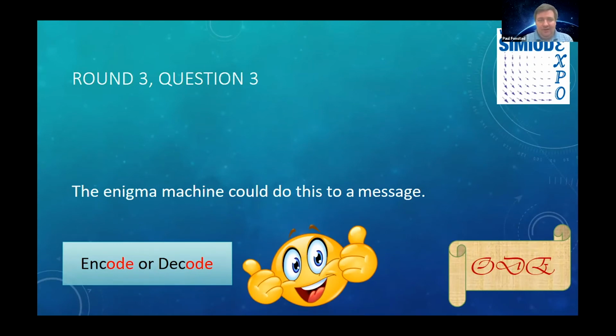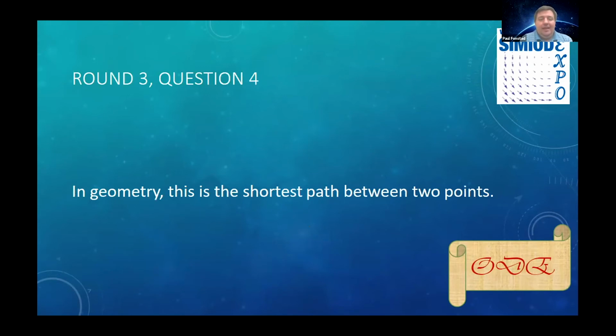Question 4. In geometry, this is the shortest path between 2 points. Slightly longer, trickier words here. In geometry, this is the shortest path between 2 points.